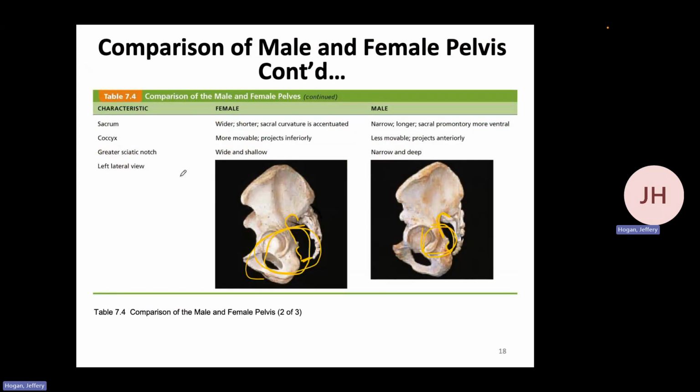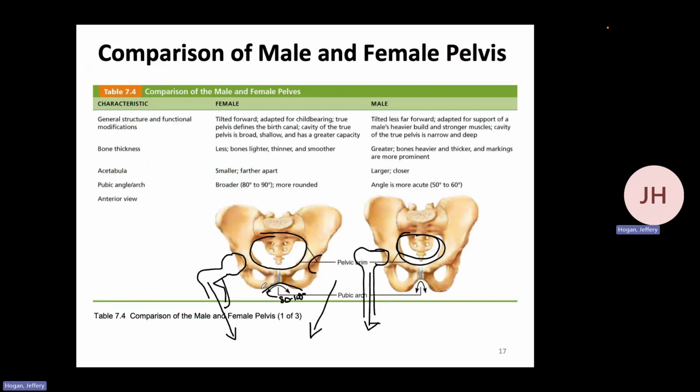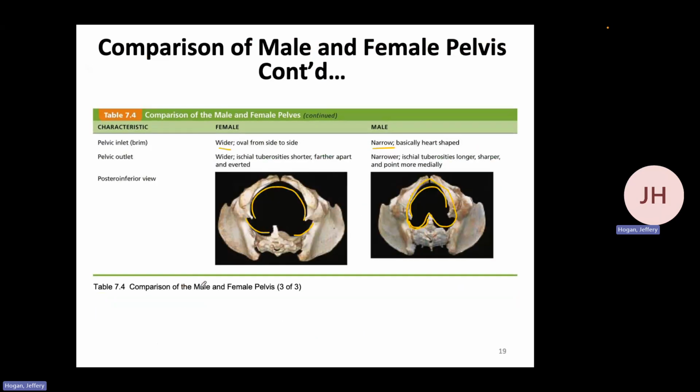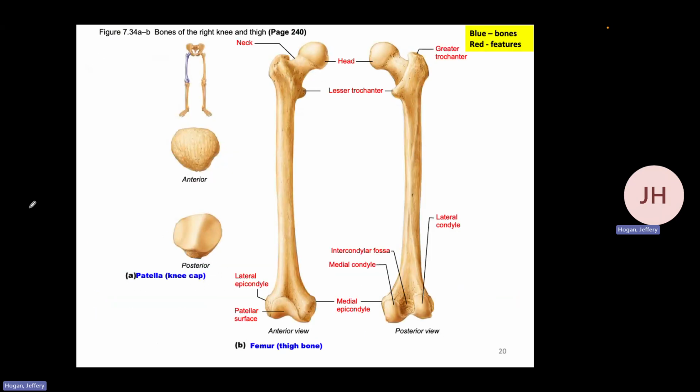Be specific, right? Typically, I would say, think about bone thickness, right? In the female, bones are lighter, thinner, and smoother. In the male, they're heavier and thicker. The acetabula are smaller and further apart in the female than they are in the male. That's one difference. The pubic arch, the pubic angle, is broader and more rounded in the female than it is in the male, right? That would be three differences listed there. Be specific, be verbose, be loquacious, right?